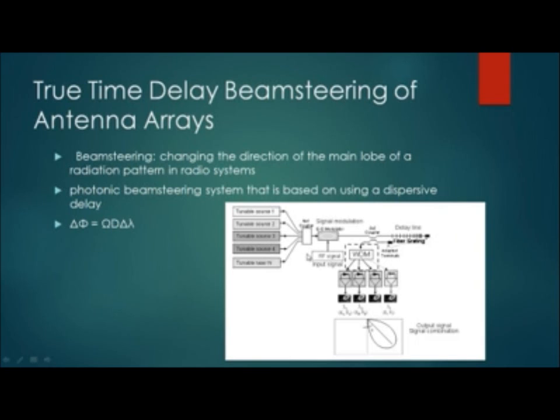The wavelength distance delta lambda between adjacent sources is kept constant. The RF signal to be radiated modulates the whole set of optical sources, and each wavelength is selectively delayed by the linearly chirped fiber Bragg grating and then directed to a particular optical receiver feeding an element of the array after being demultiplexed. The phase difference for an RF signal of frequency omega between adjacent elements is given by the formula we have on the screen. So that shows that it can easily be changed by changing the delta lambda.